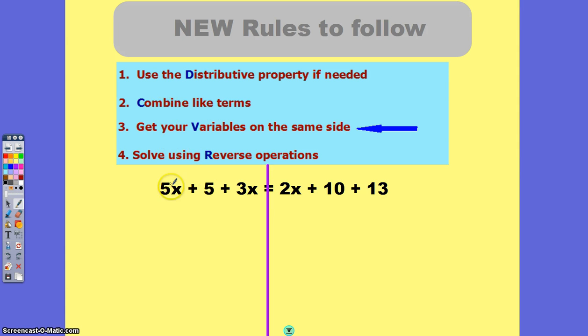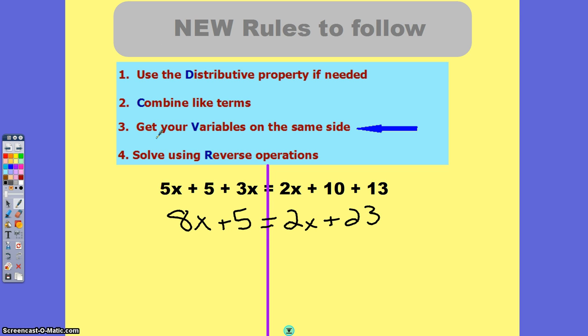So in this case, here's our example problem. Do we see the distributive property? Well, I don't see any parentheses in my problem, so we don't need to do any distributive. Number 2, combine like terms. So is the left side completely simplified right now? Well, no, I've got some x's and I have more x's, so I have a total of 8x. Now the left side is simplified. The right side, I have a 10 and I have a 13 that can be put together, so I have plus 23.